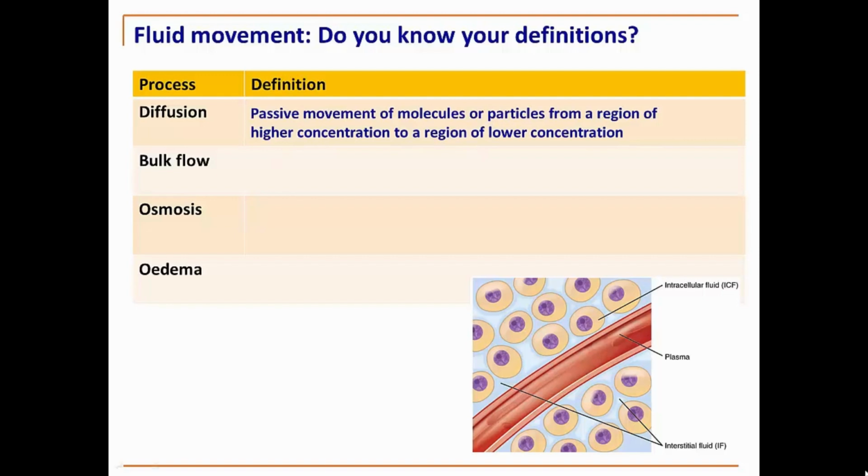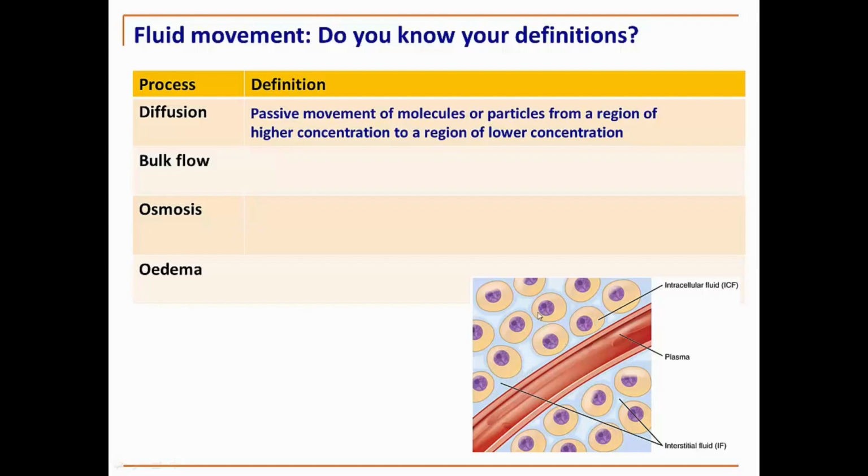Bulk flow. Before I go into bulk flow and osmosis and edema, I just want you to have a little look at this diagram on the right-hand side. Really, it's quite simple. Here's your blood vessel, that's the red, and inside there you've got your plasma. Remember, your blood vessels are lined by endothelial cells. Then outside that you've got your cells and your tissues, and inside your cells you have intracellular fluid. And actually that's where most of the water in your body is. It's inside cells.